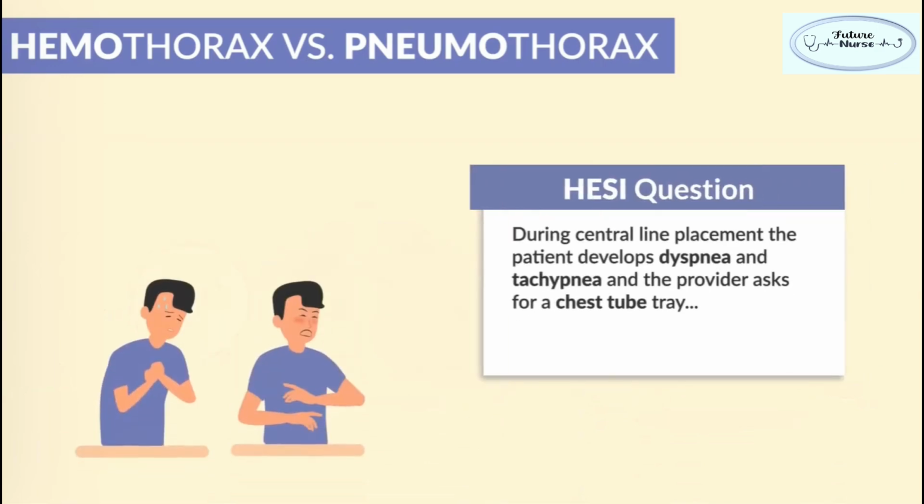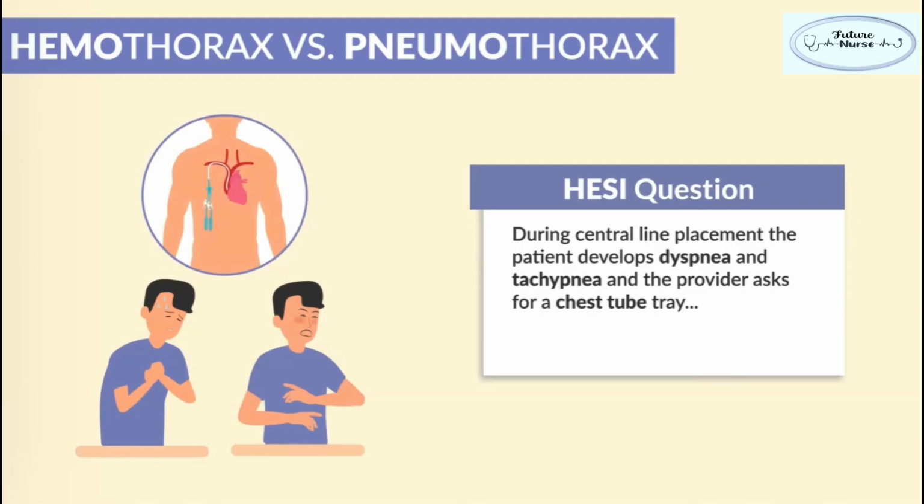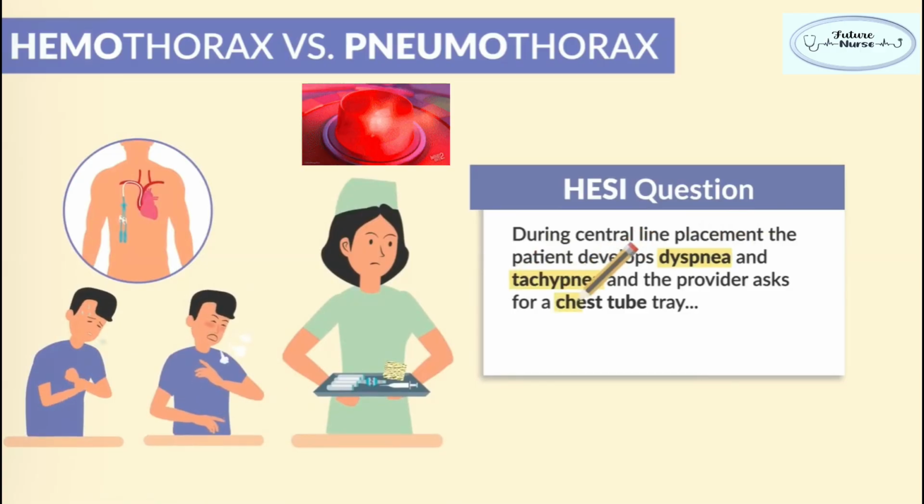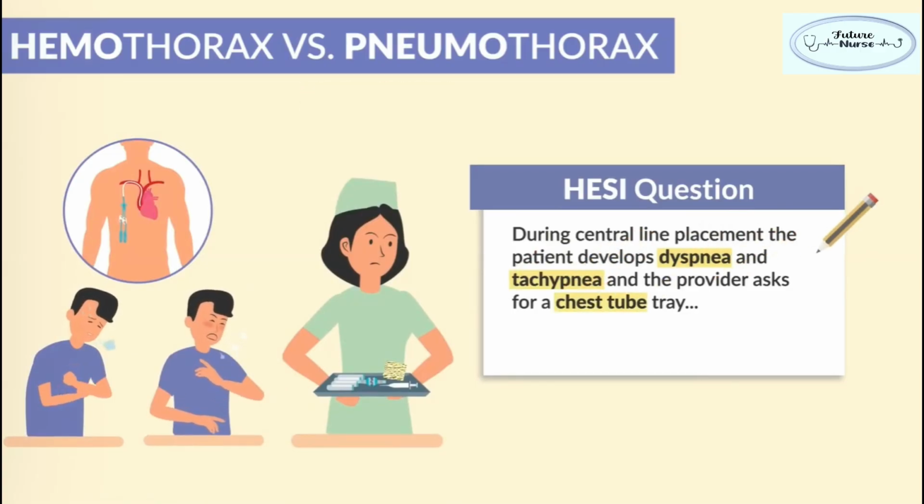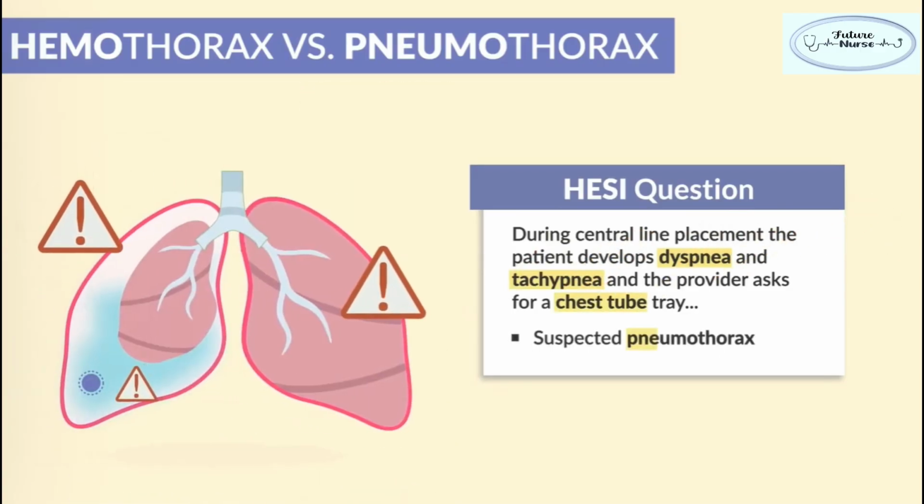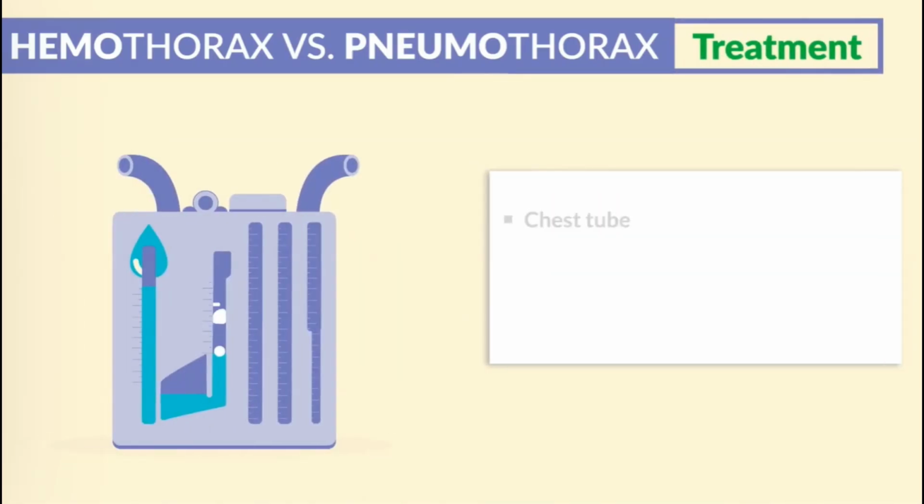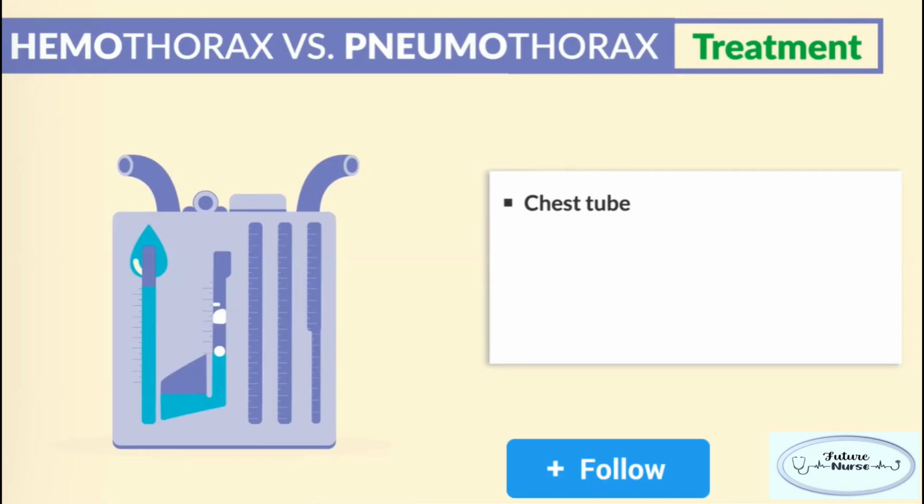Now, Hesi had a question about this. During central line placement, the patient develops dyspnea and tachypnea, and the provider asks for a chest tube tray. The answer is suspected pneumothorax, that popped lung. Now, speaking of Mr. Chest Tube himself, the number one treatment here is obviously a chest tube.